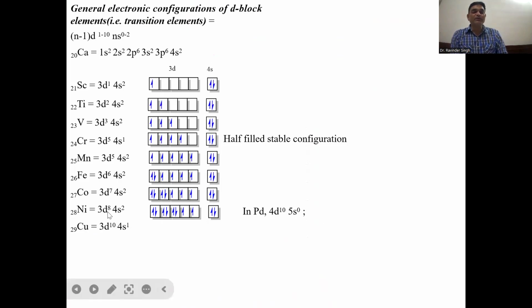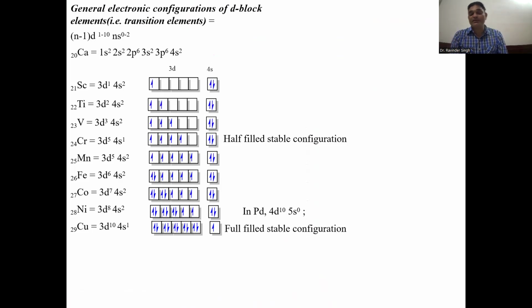In the case of copper, the configuration must be 3d9 4s2, but one of the electrons jumps back into the d. So the configuration becomes 3d10 4s1 due to the fulfilled stable configuration. So those are the exceptional cases. There are some exceptional cases in the configuration. For chromium, the configuration must be 3d4 4s2, but the real configuration is 3d5 4s1.